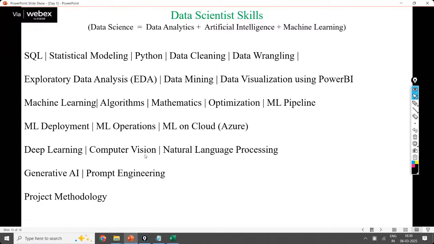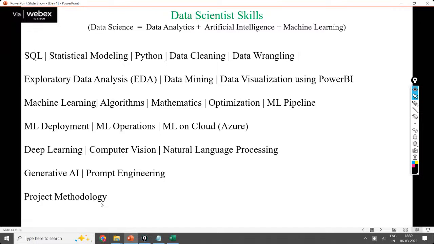Now, deep learning, computer vision. What is meant by computer vision? Where you work on images, videos, all these things. Natural language processing means text data. Generative AI means it is going to generate content, which is ChatGPT. Next one is called prompt engineering. Based on the given prompt, it is going to give the output. And we are going to see the project methodology.